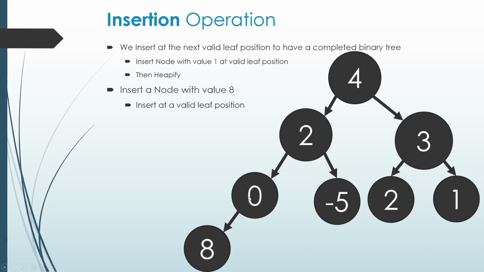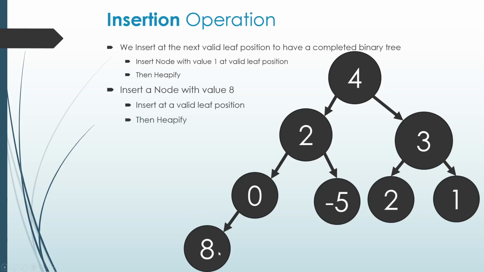Currently we're in a max heap. So is this 0 greater than or smaller than 8? It is actually smaller than. This is an invalid heap. This is not right. You can't have a parent that is smaller than its children in a max heap. It is not the property of the max heap. So we need to heapify.